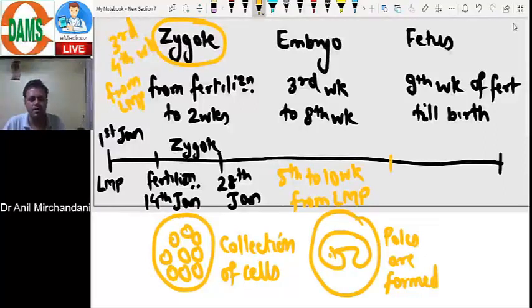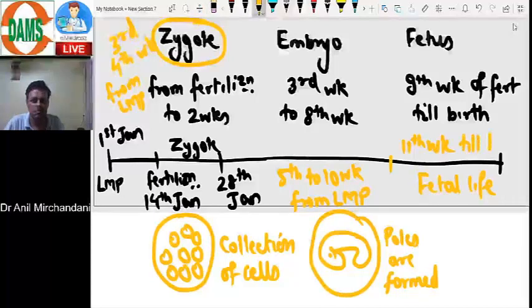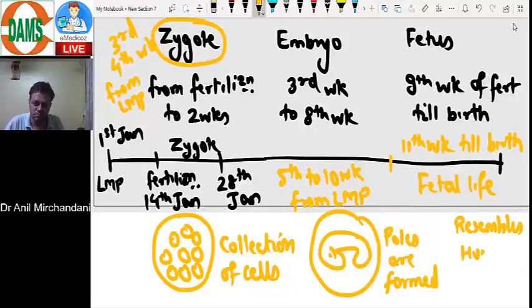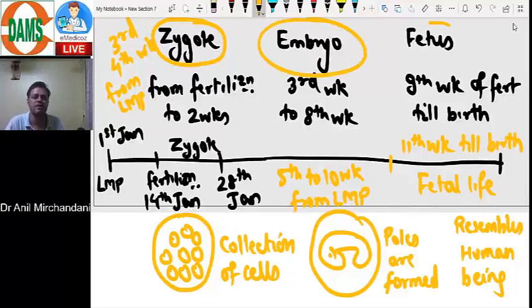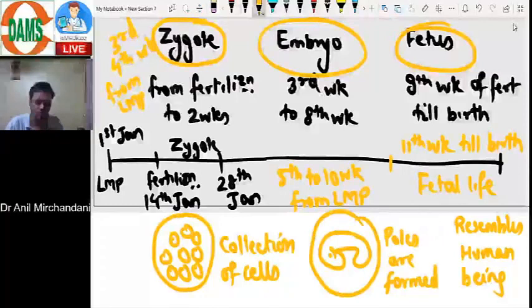Then fetal life is from the 11th week till birth. 11th week from what? From LMP, last menstrual period. Fetus means the baby now resembles a human being. Earlier morphology was not taken yet, but now it has taken a morphology. Now it resembles a human being. This is the meaning of zygote, embryo and fetus. These are the terminologies used often.